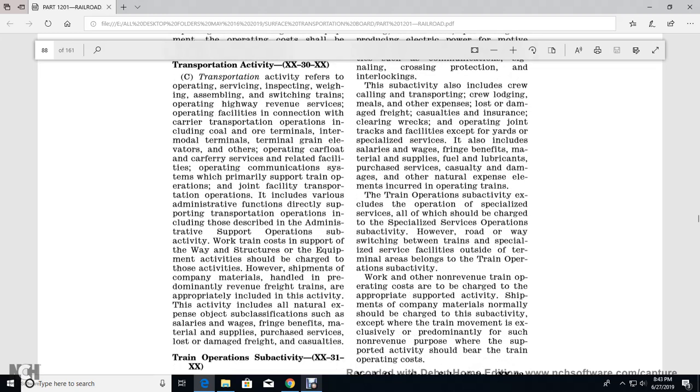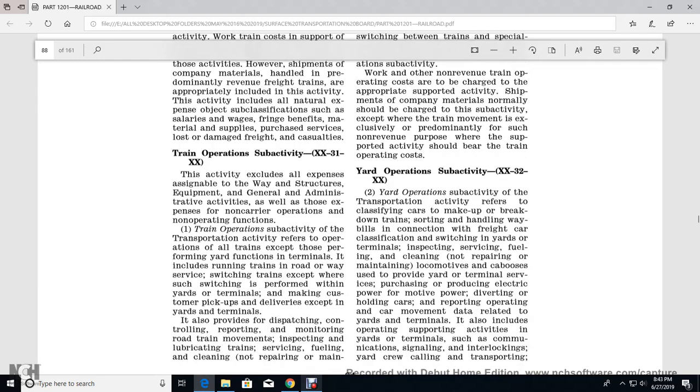Other non-revenue train operating costs are to be charged to the appropriate supported activity. Shippers with company material should normally be charged for the sub-activity, except where the train movement is exclusively or predominantly for such non-revenue purposes, in which case the supported activity should bear the train operation cost.